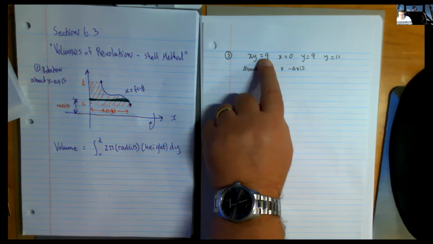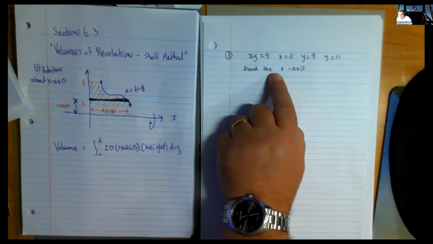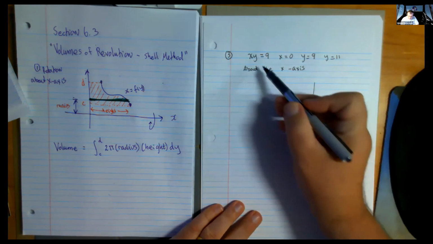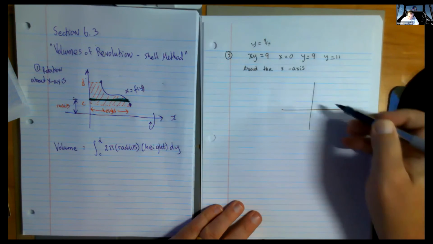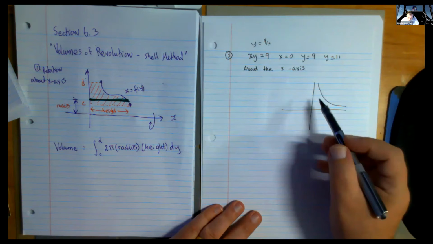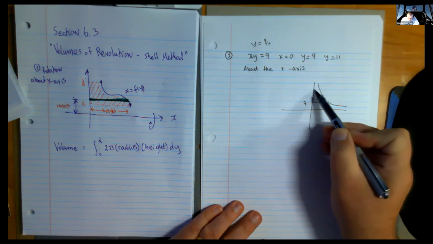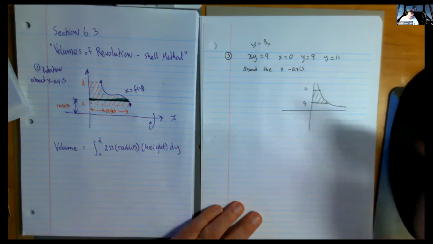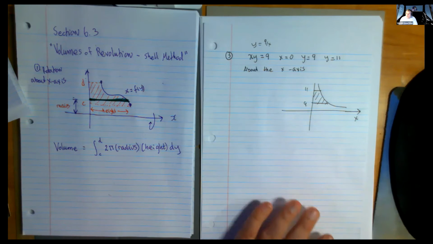Taking the curve xy equals 9, x equals 0, y equals 9, y equals 11, and we're going to rotate it about the x-axis. If you rearrange xy equals 9, it's y equals 9 over x, so it looks like that. If you do y equals 9 and y equals 11, you get 9 and you get 11, and x equals 0 gets you this. So basically, that's the shape that is going to be rotated about the x-axis.